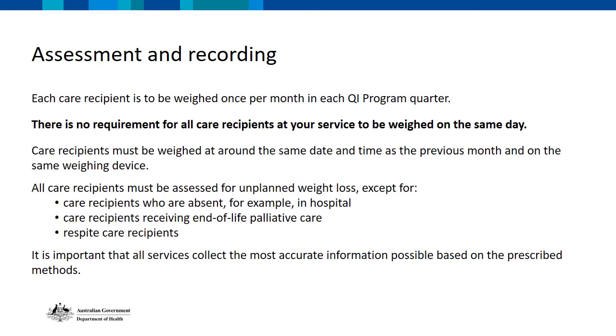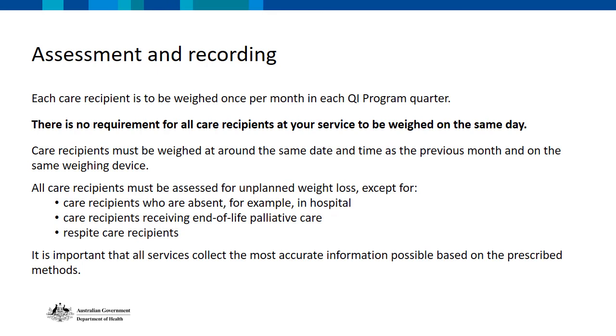For the unplanned weight loss QI, each care recipient must be weighed on or around the same time and day each month for each QI program quarter, which equates to 3 times each quarter. This QI also uses the care recipient's last weight from the previous quarter.